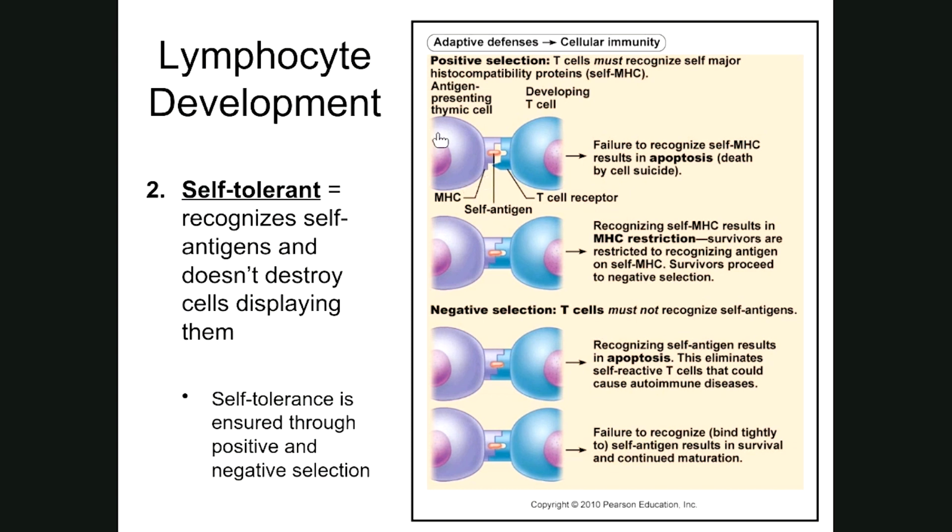What you're seeing right here is a class 1 MHC protein, and then sitting right in the middle of that class 1 MHC protein is a self-antigen. What we've got over here, this cell in kind of the turquoise color, is a T cell that's developing, that's working on becoming mature before it gets released into the body. And what I want you to know is this antigen presenting cell here is showing this developing T cell the self-antigen on the class 1 MHC.